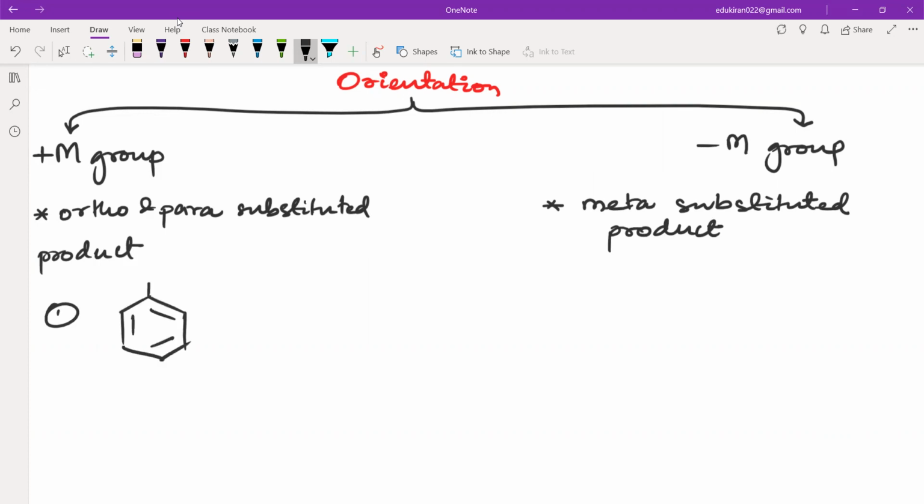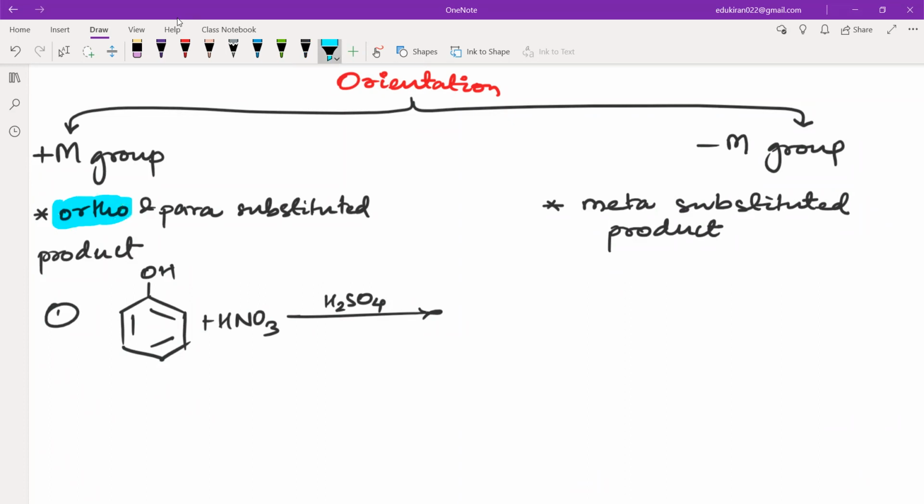Okay. So first example I'm giving. We have phenolic group and we are doing nitration. That means we are adding HNO3 in the presence of H2SO4. Now, first of all, tell me what is the group that will be attached? The electrophile is NO2 positive. So NO2 positive will be attached. Now tell me, it is plus M group or minus M group?